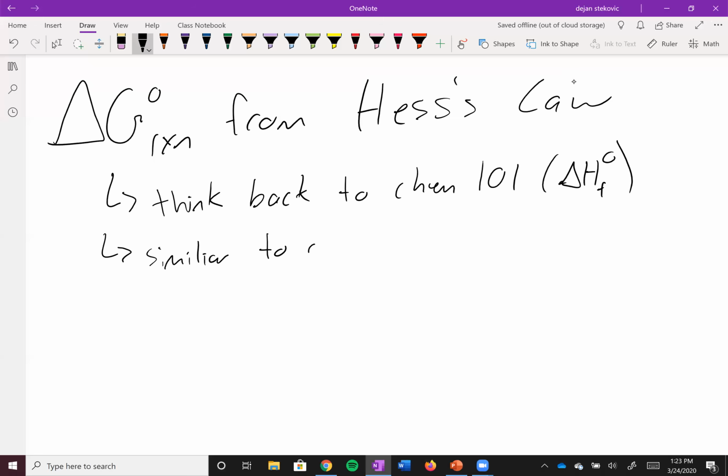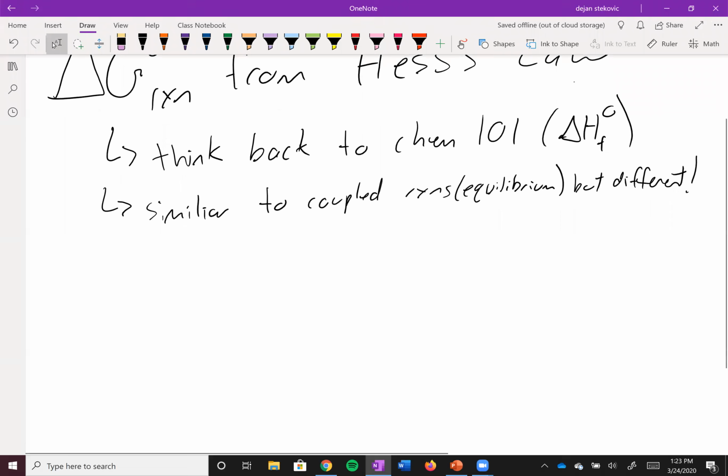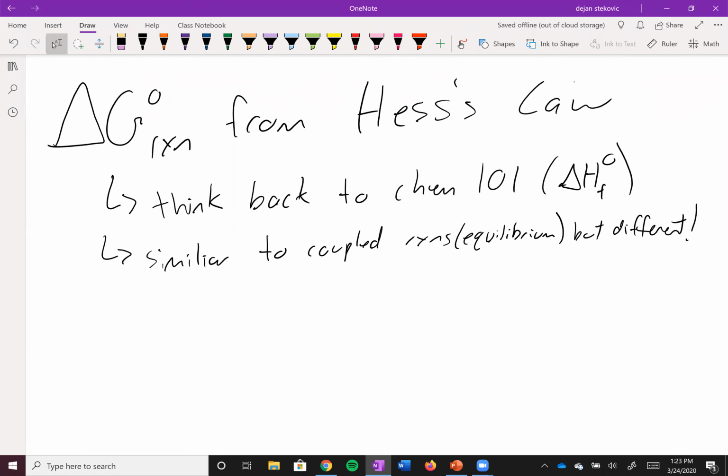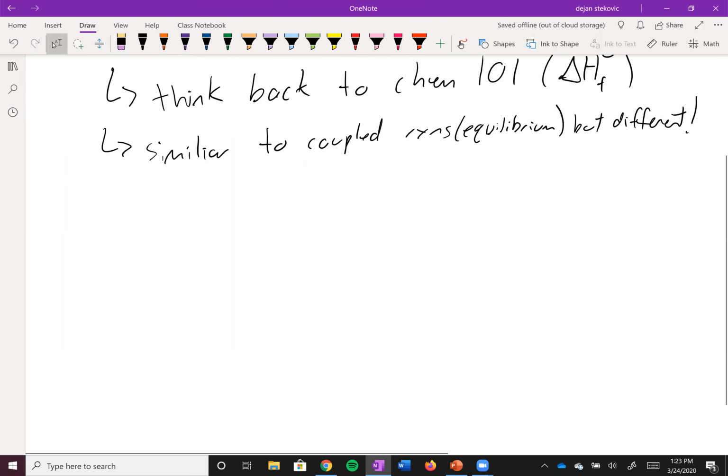to coupled reactions that we did earlier in equilibrium, but at the same time, it's different. The overall idea is the same, but the actual functions are different. So again, what we did with the coupled reactions is you have an unknown reaction and it's made up of smaller known reactions. And so you're going to mix and match the known reactions to give you the unknown reaction.